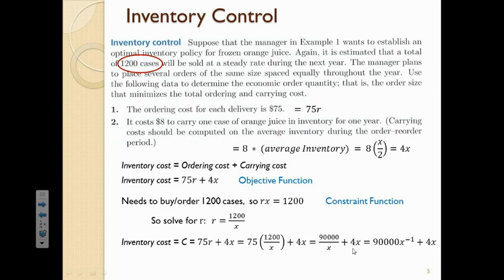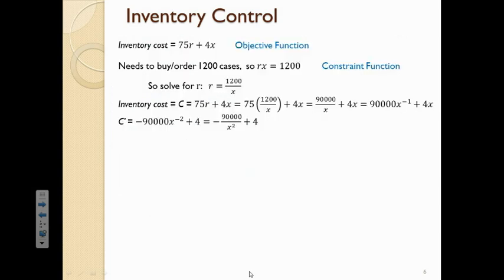We know that we need to take the derivative of this, so we convert the 90,000 over X to 90,000 X to the minus 1. And then we take the derivative, and we end up with minus 90,000 X to the minus 2 plus 4. We know we set this equal to 0 and solve, so we might as well change this to minus 90,000 over X squared plus 4. Now I'm going to move all of this up because I've run out of space. And starting from there, we take this, we set it equal to 0, and we solve.